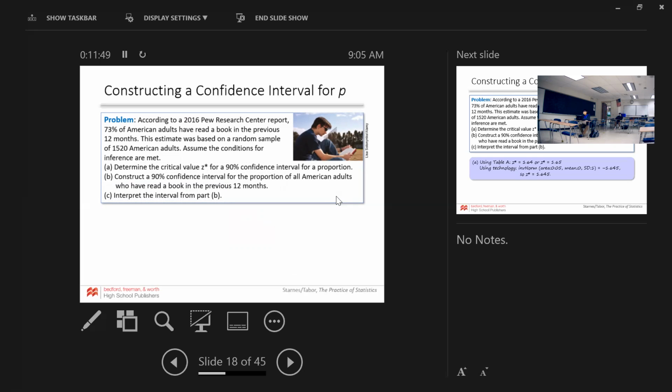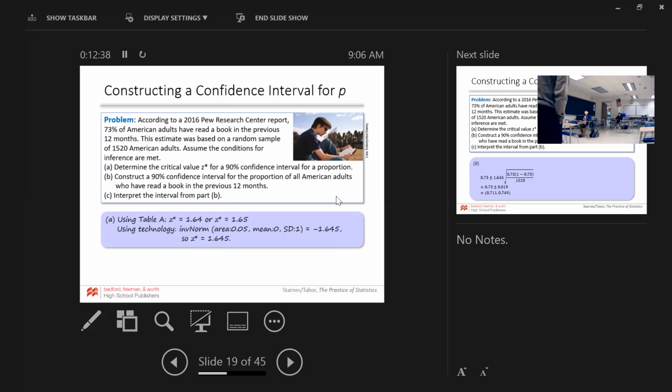So look at this one. Ready? 73% of American adults have read a book in the previous 12 months. Ouch. Assume the conditions are met. So you don't have to do them this time. It tells you they're met. Determine the critical value. It's a 90% confidence interval. Go ahead. What are you going to type in on inverse norm? You want a 90% confidence interval. You would get 1.645 to the right or left.